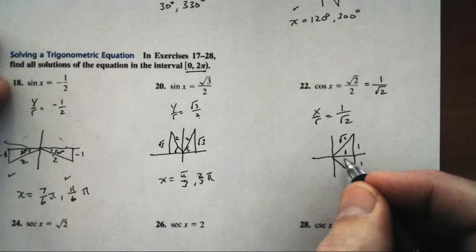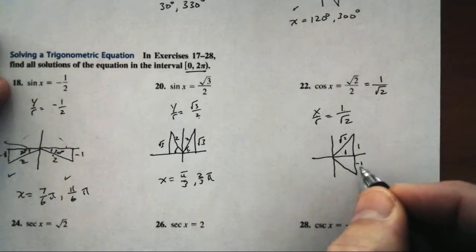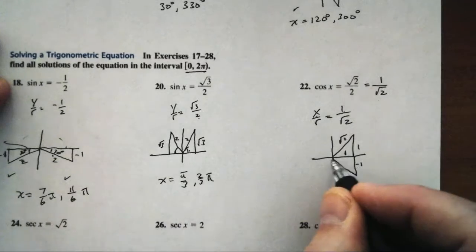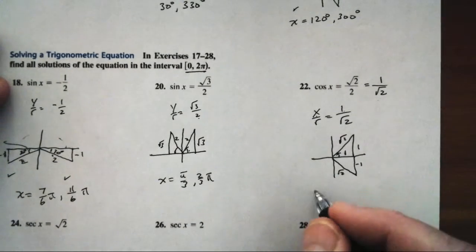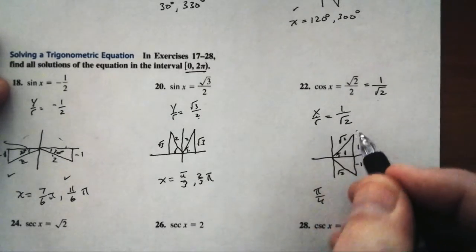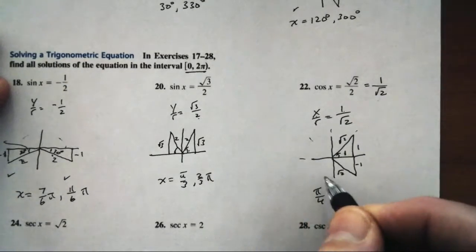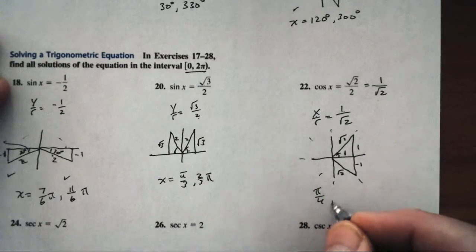Oops, here's a 1, x. 1 on square root of 2. Here's a 1, -1, square root of 2, but x is still positive. So this is a 45 degree, or 1/4 pi. That's pi on 4. 1/4, 2/4, 3/4, 4/4, 5/4, 6/4, 7/4 pi.